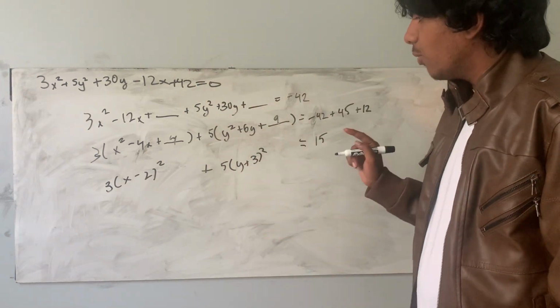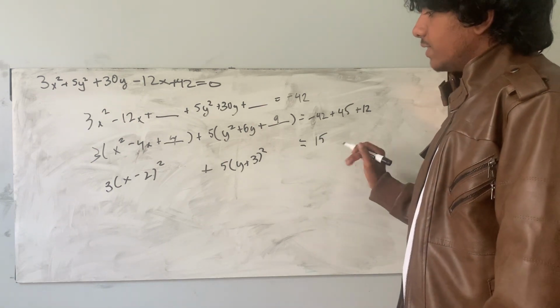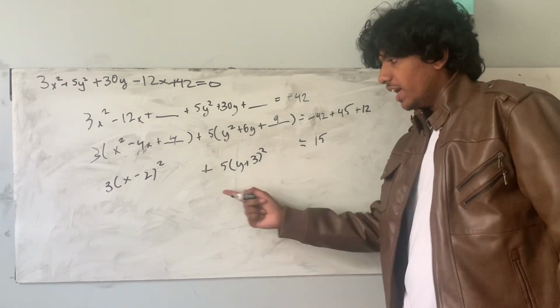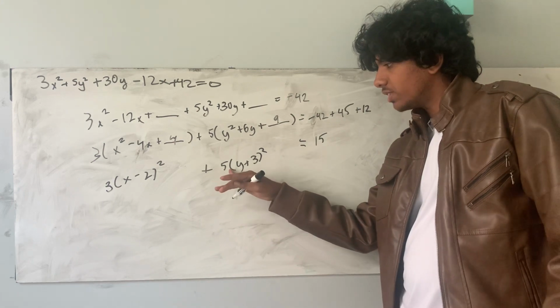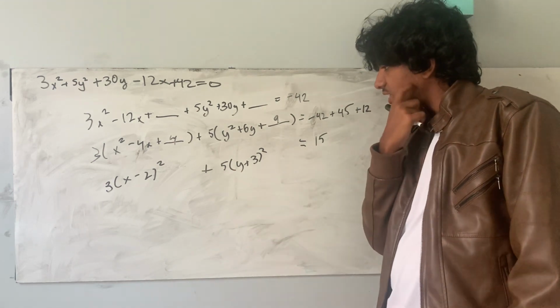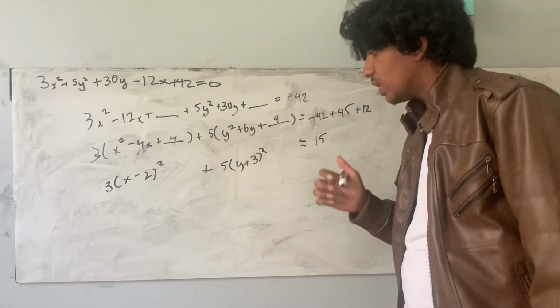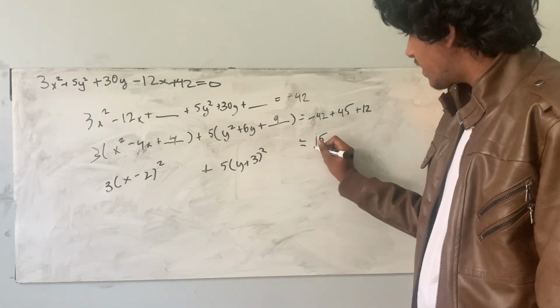Yeah. Now, remember, this does not look like a circle because circles do not have these 5 and 3s. They have only like a 1. So this means this is an ellipse. Which means we gotta make sure this is a 1 over here. So let's divide everybody by 15.